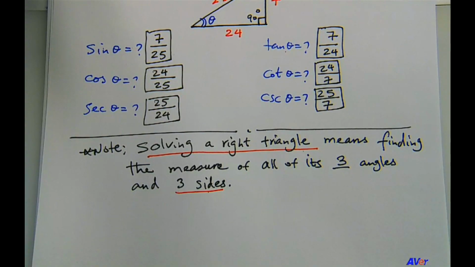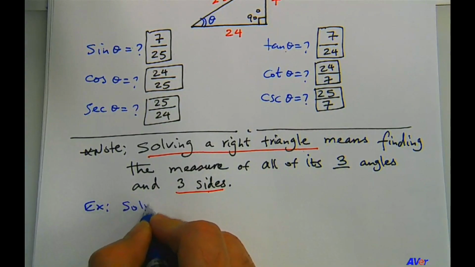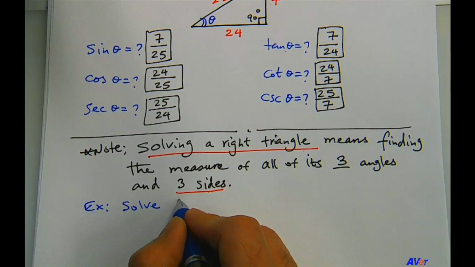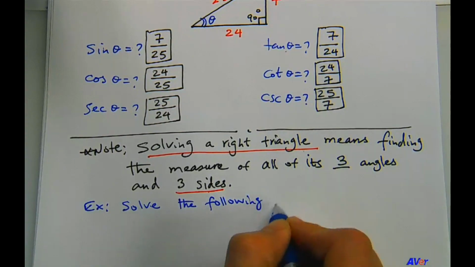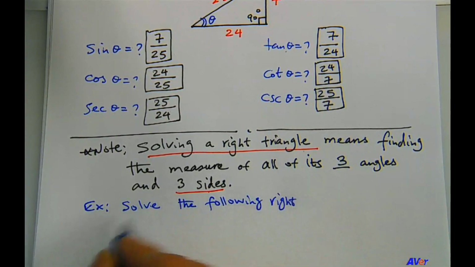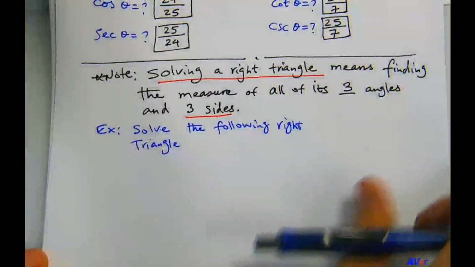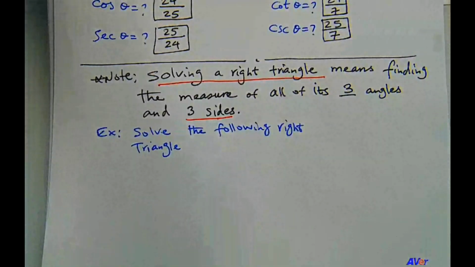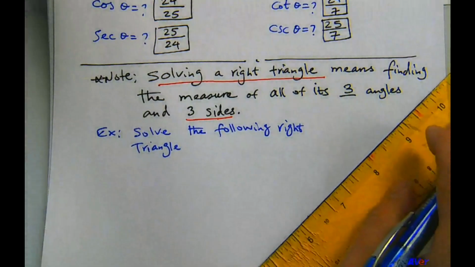So we want to solve, so here's an example. We want to solve the following right triangle. Let me move this up, so like that. Okay, so let me draw this right triangle. It looks like this.